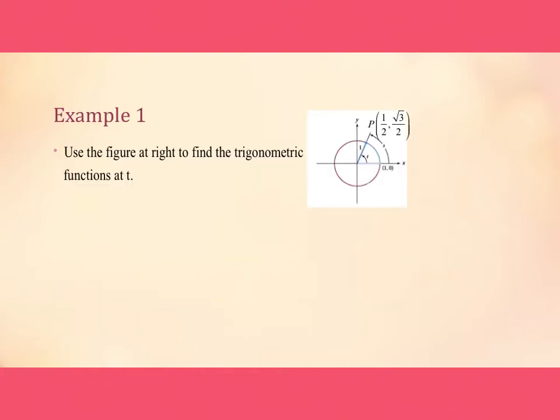All right, so example 1 says use the figure at the right to find the trig functions at t. So t is just your angle. So if this is my coordinate point, 1/2 and root 3 over 2, I want to find, if it says the trig functions, it means all 6. Sine t, cosine t, tangent of t, and then cosecant of t, secant of t, and cotangent of t.